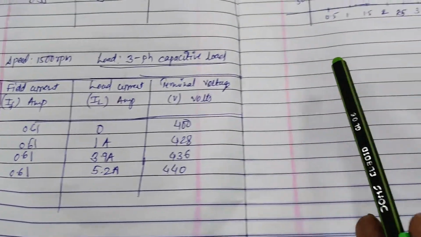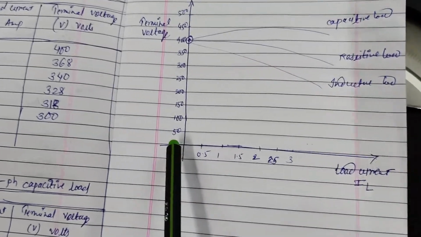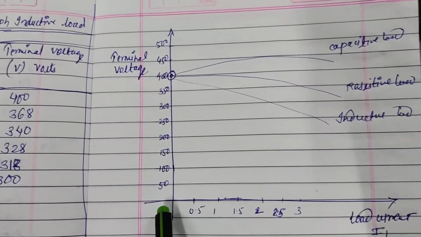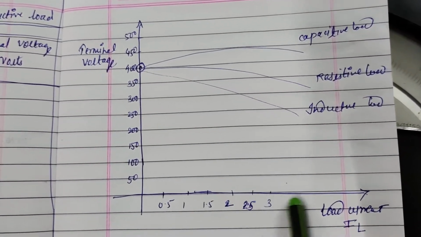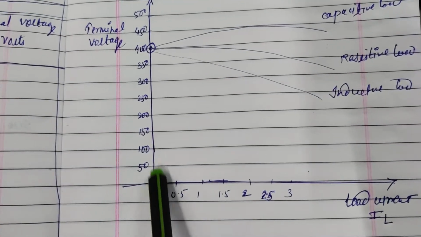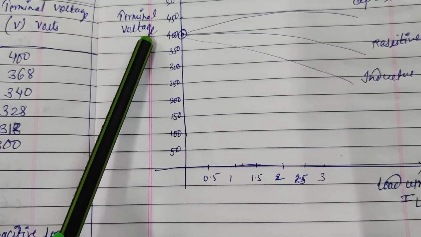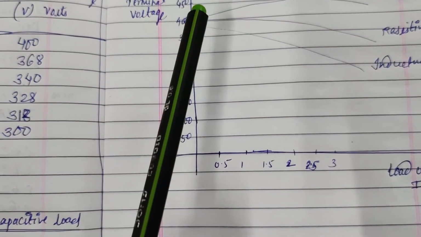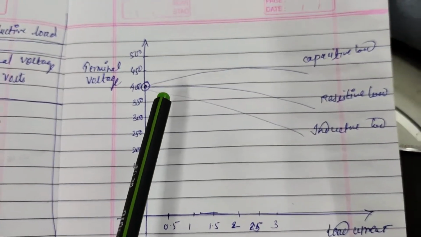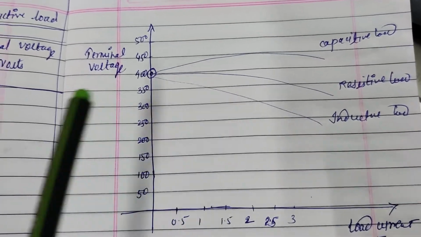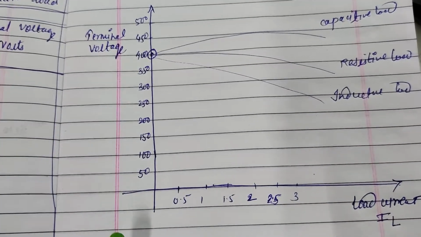Then finally, when you draw this characteristic, you need to put load current on the x-axis and terminal voltage on the y-axis. 400 volt was the rated voltage, and thereafter you plot the numbers or the observations which we have got and connect those points and see whether you get this characteristic or not.